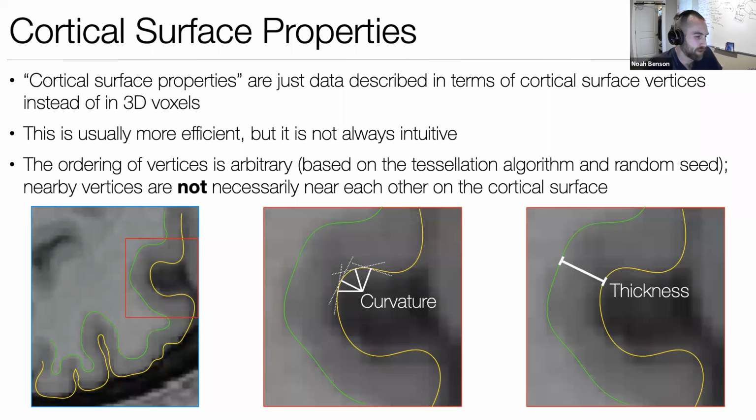The overall shape of the cortical surface is one aspect of cortical structure, but we want to be able to track additional data on the cortical surface as well. So one example of this kind of data is the curvature.